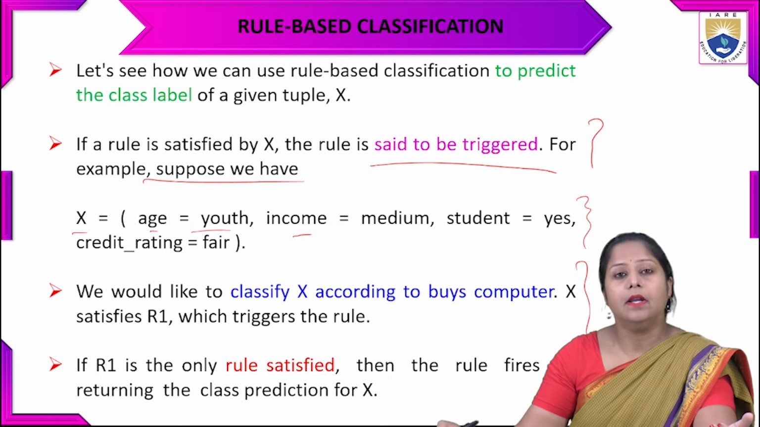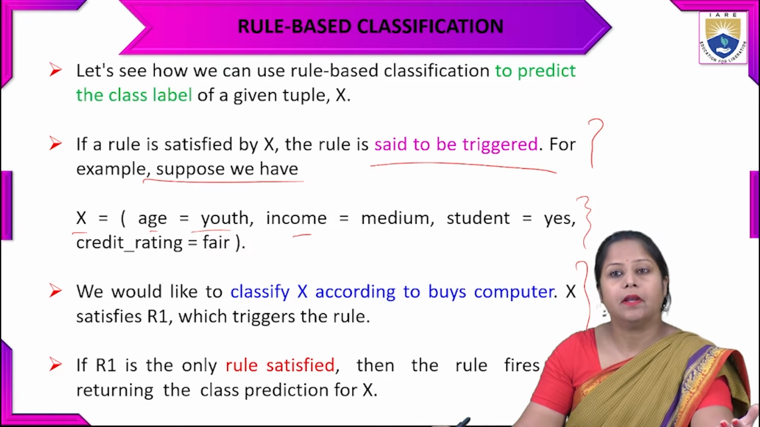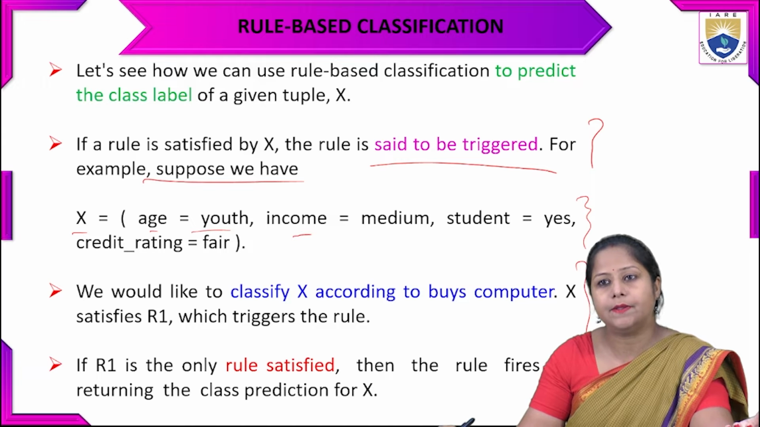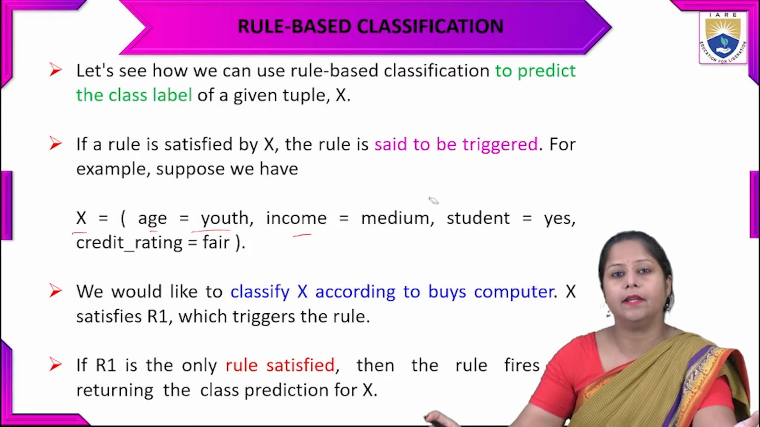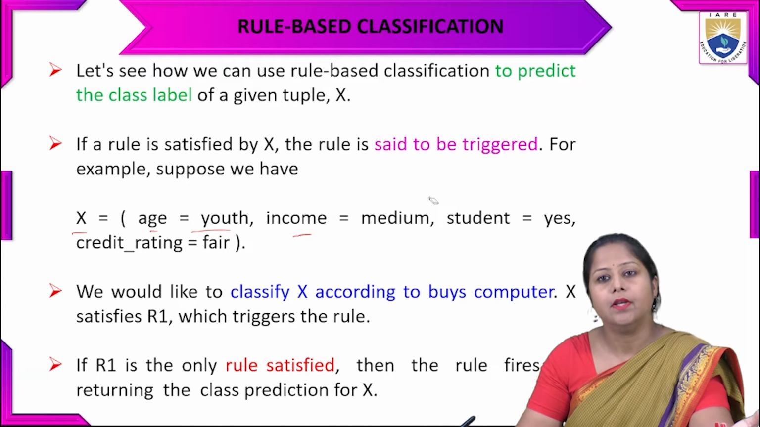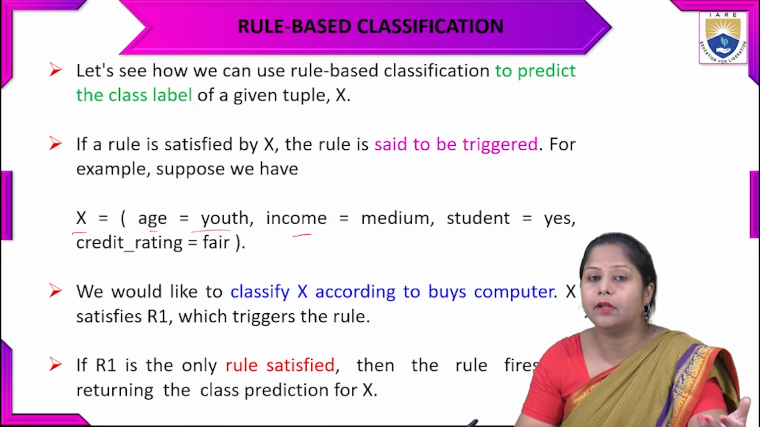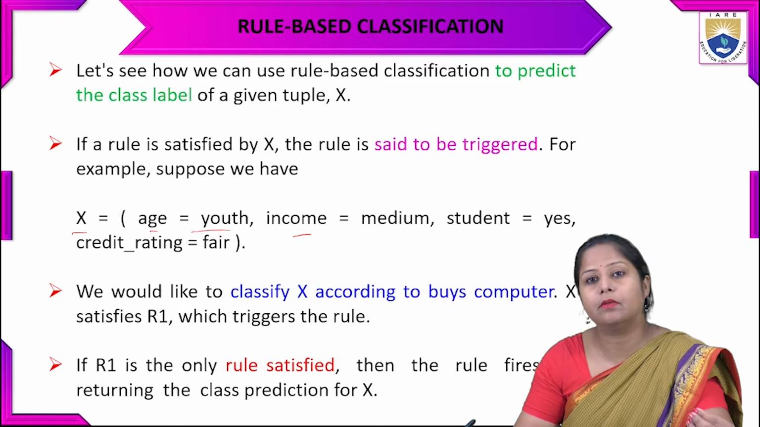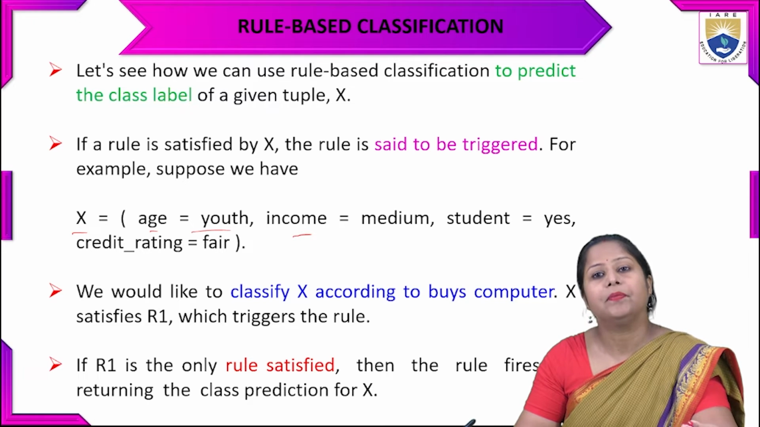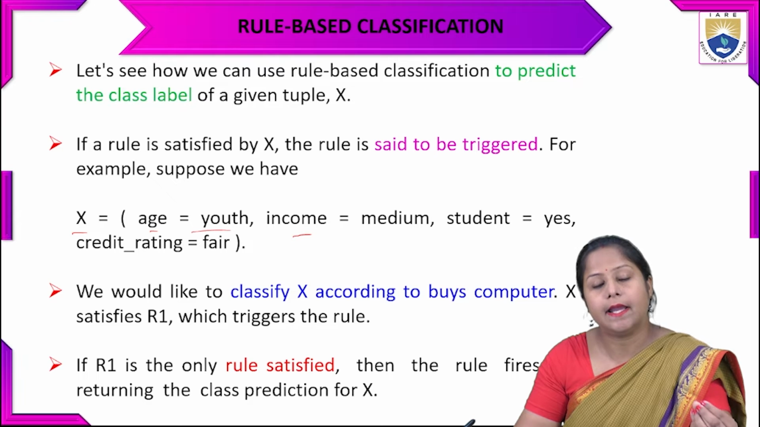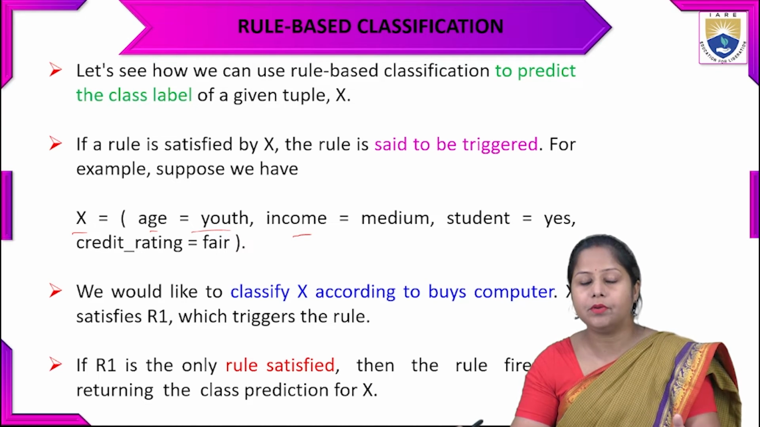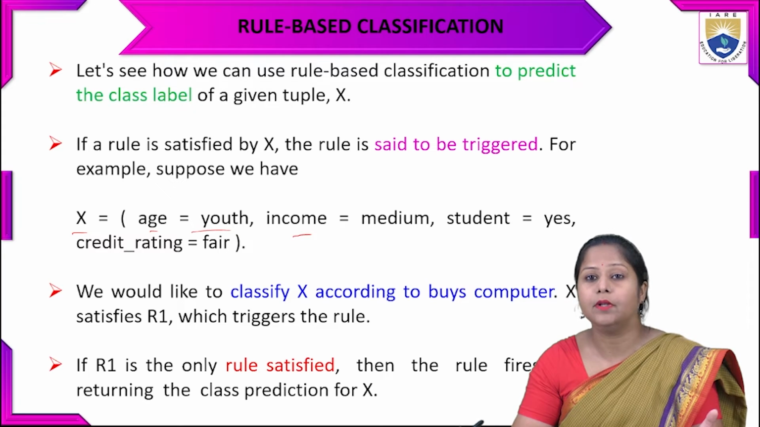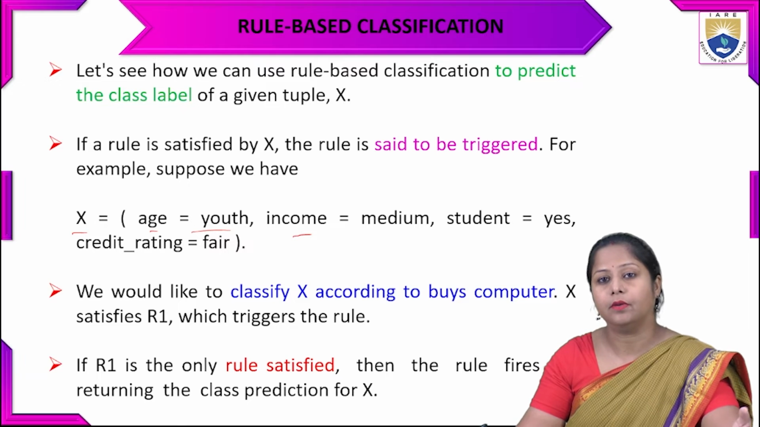So we would like to classify according to the buys computer class label. X satisfies R1. X is going to satisfy that particular rule R1, which triggers the rule. So if tuple X is going to buy the computer, the rule is satisfied, and we say the rule is triggered.